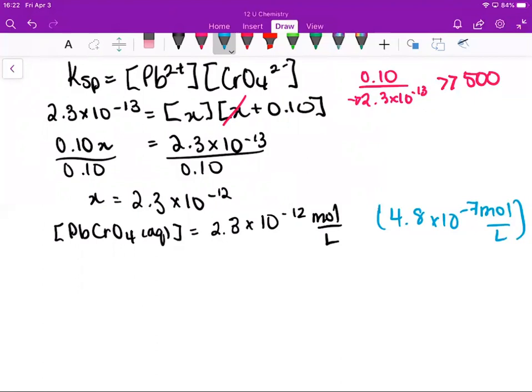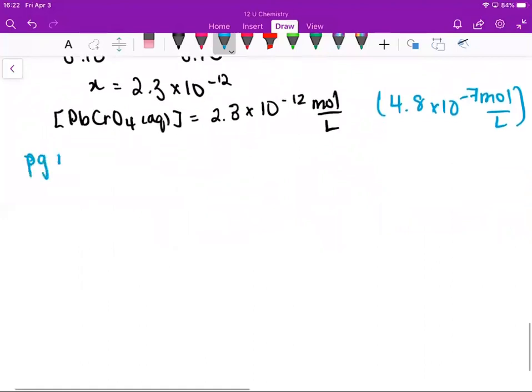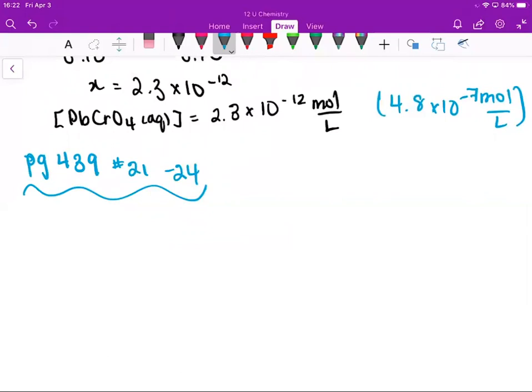All right, so there are other questions for you to try, and these would be on page 439, number 21 to 24. Try a couple of those ones. They're very important for universities. They're very important to think about in the context of this course too.